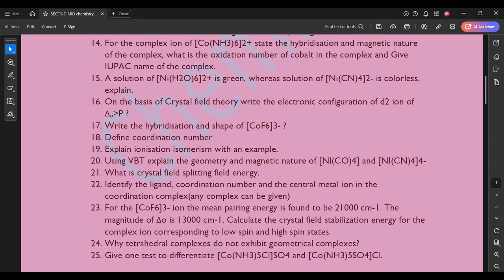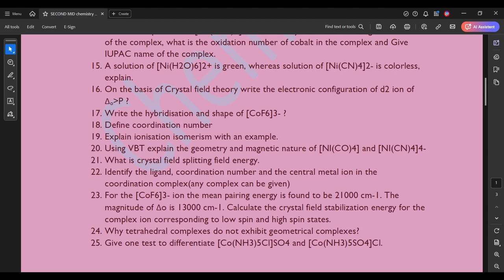For the complex ion, the mean pairing energy is found to be 21,000 per centimeter. The magnitude of delta naught is 13,000 per centimeter. That is delta O, octahedral field. Calculate the crystal field stabilization energy for the complex ion corresponding to low spin and high spin states. So this is something from the book side. In crystal field theory, there is an illustration showing how to calculate the crystal field stabilization energy for a complex. So from there, this question has been made up and it has been asked. It is not a book back question, but it has actually been asked.